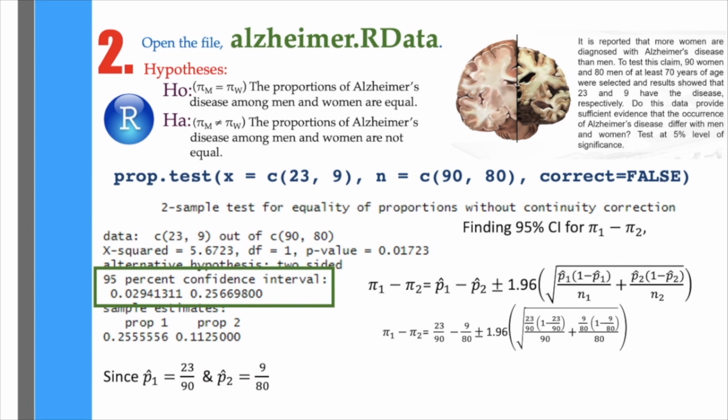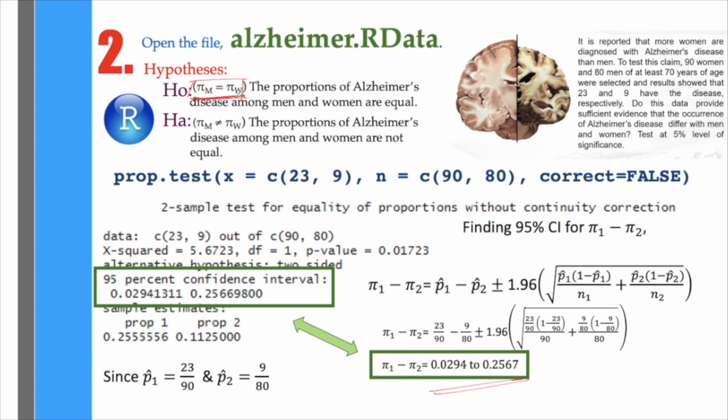And computing for that value, we're going to have 0.0294 and 0.2567, which is what R has generated as well. And what you notice is that this value does not contain 0. Thus, our null hypothesis implying equality between the two population proportions was rejected.